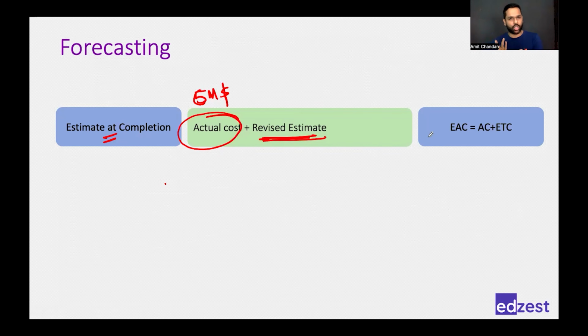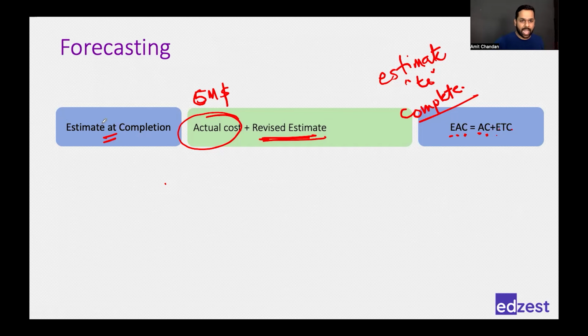Okay, in terms of short forms of it, estimate at completion is equal to actual cost plus estimate to complete. So estimate to complete is your estimate for the remaining work. Estimate at completion is your revised budget for the entire project. This is your revised estimate for remaining work. To complete the work, how much money do you need? And estimate at completion is at the end of the project, what would be your revised budget?